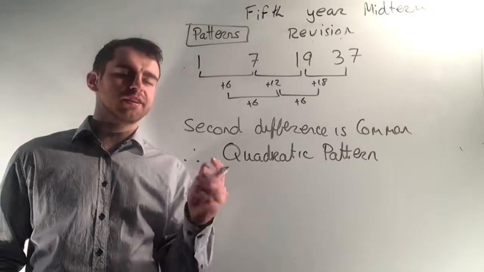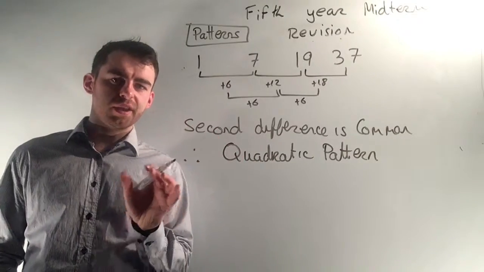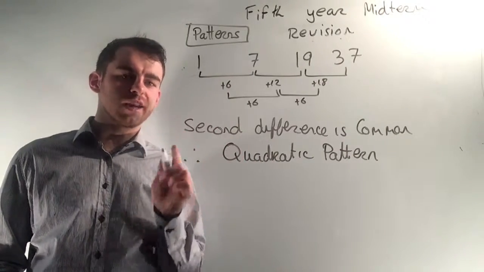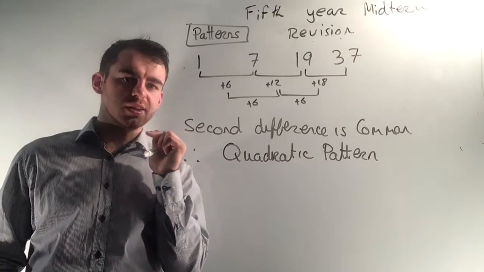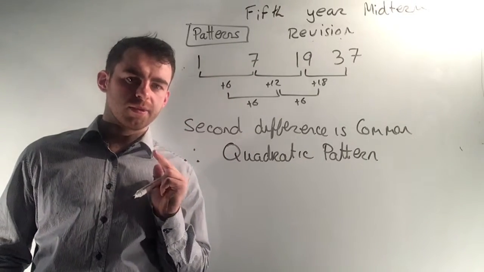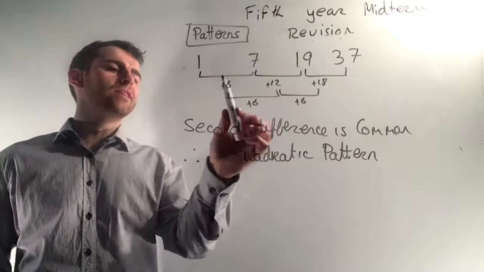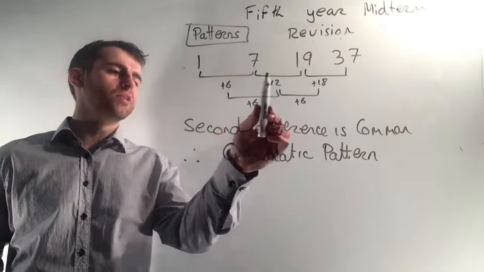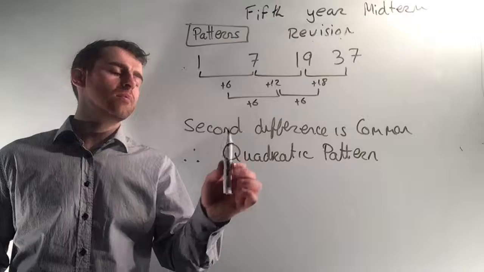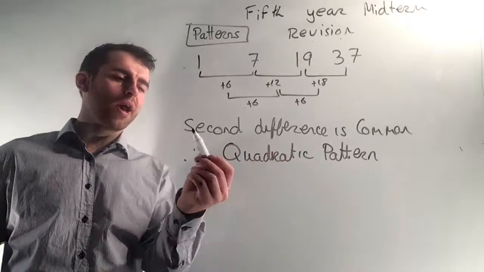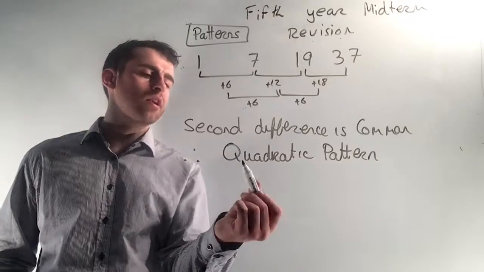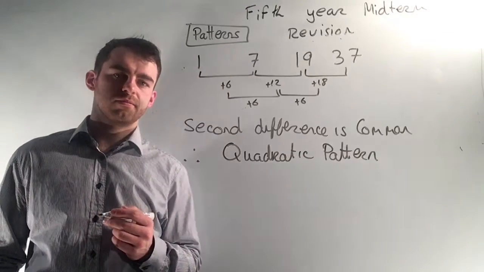And in order to do that, you should realize the 3 main patterns on the Leaving Cert course are linear, quadratic, or cubic. Linear has a common first difference, quadratic has a common second difference, cubic has a common third difference. When I worked these out, my first differences were plus 6, plus 12, plus 18. My second difference was plus 6 and plus 6. So to describe the pattern, you can say the second difference is common, therefore it's a quadratic pattern.